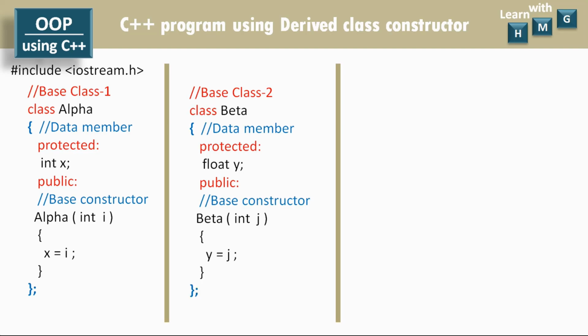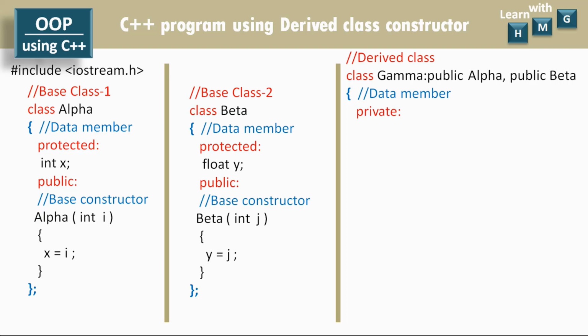So like this, we have defined alpha and beta base classes with their own constructors. Now let us go for the derived class. The gamma class is derived from alpha and beta. So here it is an example of multiple inheritance. The gamma is derived from two base classes, alpha and beta. It has its own data member, let us say z of integer type.